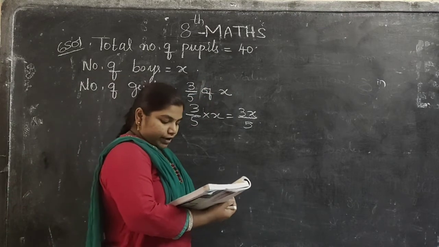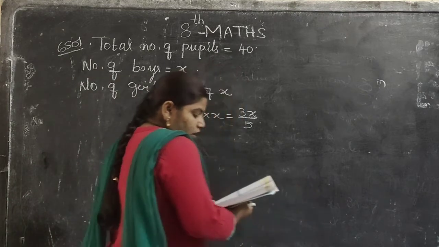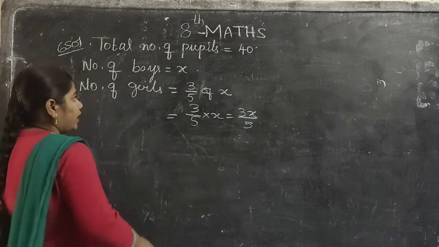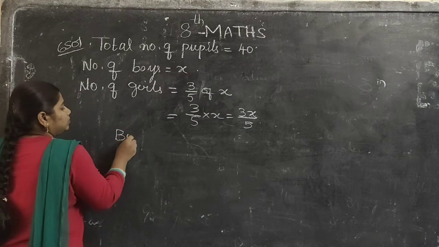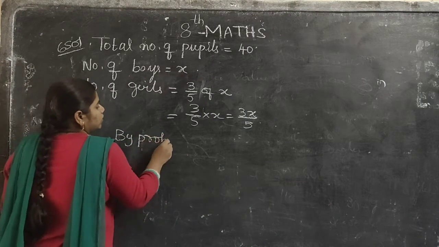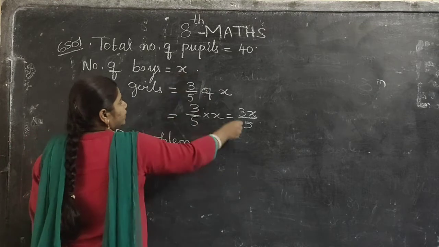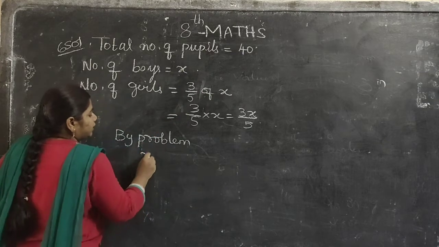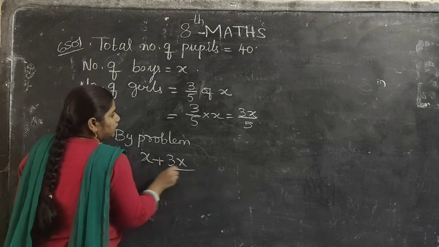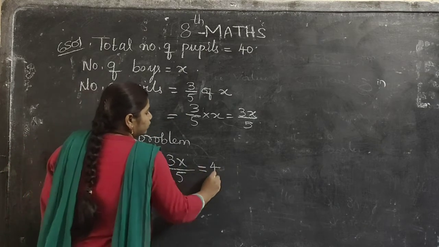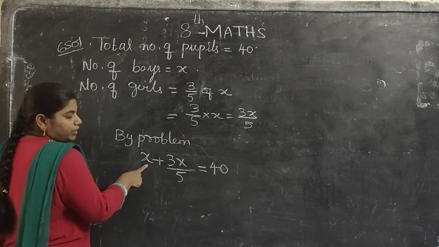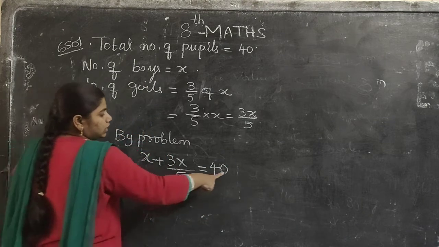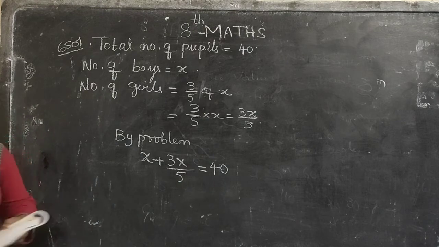So what do we have to find? We have to find how many boys there are. So by the problem, if you add girls and boys, then only you will get the total strength. So add these boys and girls. That is x plus 3x/5 is equal to 40. Number of boys plus number of girls is equal to total strength, that is 40.